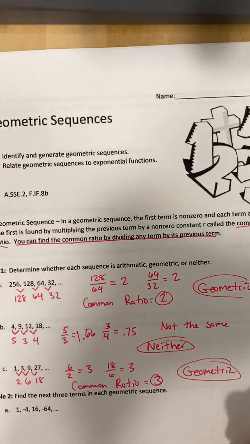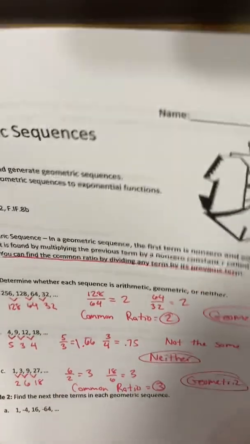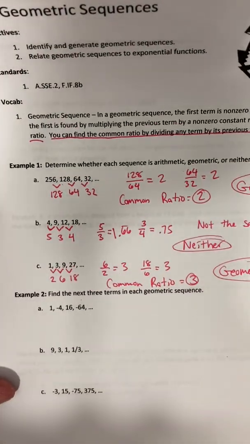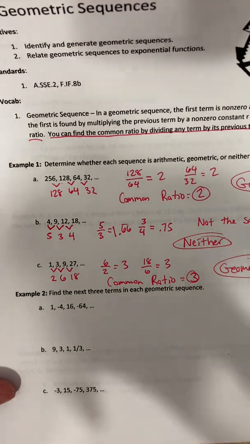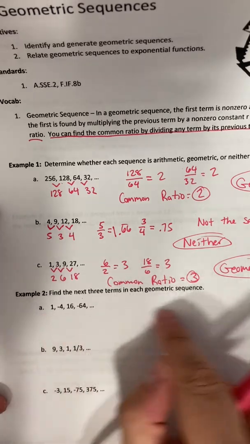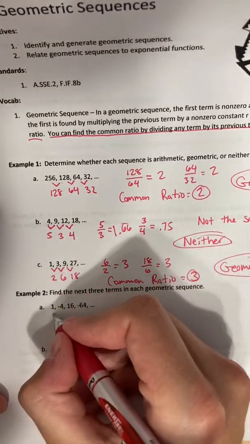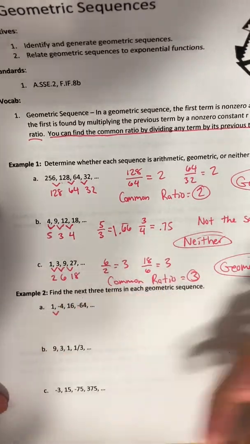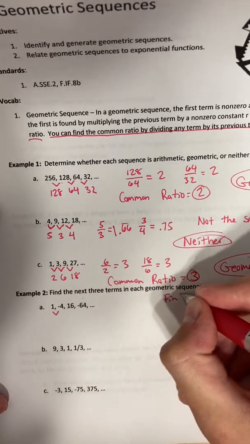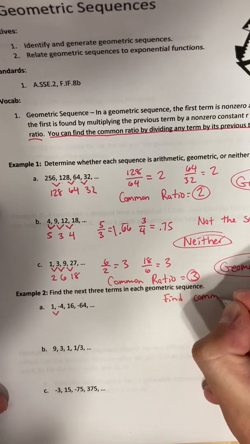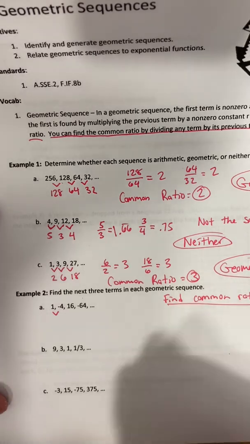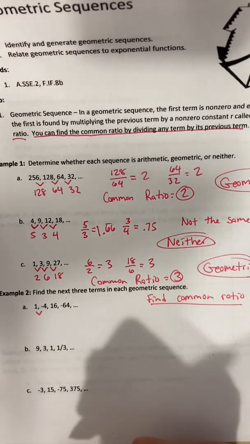Perfect. All right, now that we know how to determine if it's geometric or arithmetic, let's look at some examples where we have to find the next 3 terms in the geometric sequence. So it's already telling us that it's geometric. We just have to find the next 3 terms in the sequence. So what I like to do is find the common ratio first. So let's put find the common ratio.